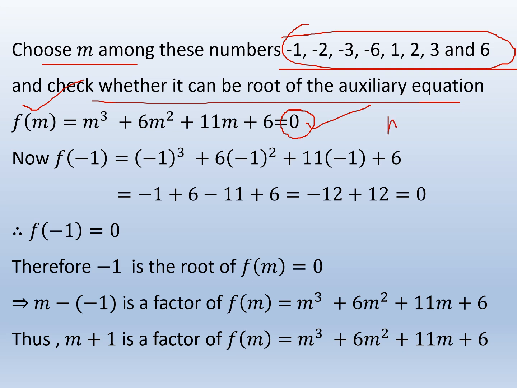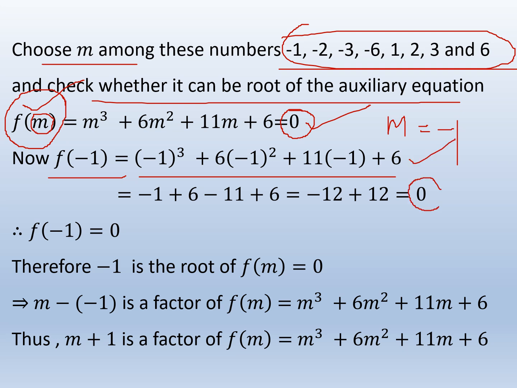Here I took m is equal to minus 1. Now replace m with minus 1 in f of m. We get f of minus 1 is equal to (minus 1) whole cube plus 6 times (minus 1) whole square plus 11 times minus 1 plus 6. Simplifying this value, we get 0. Therefore, f of minus 1 is equal to 0.